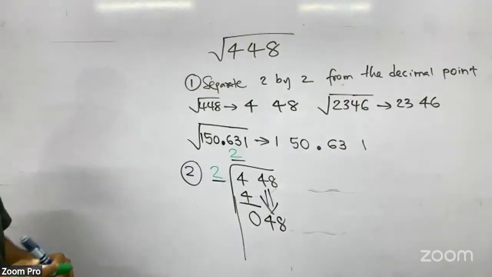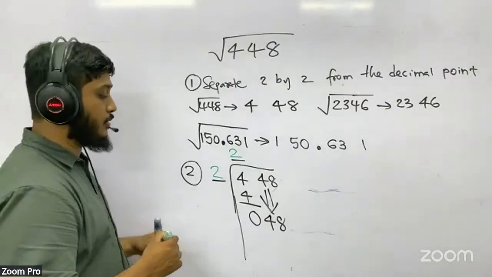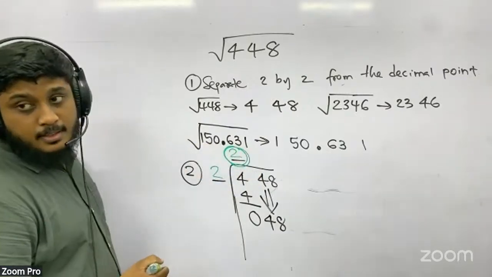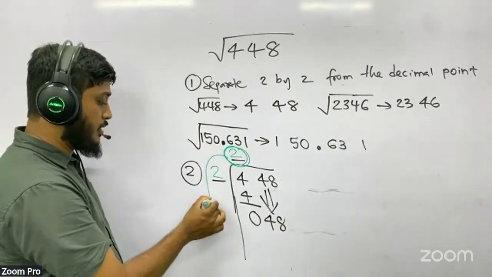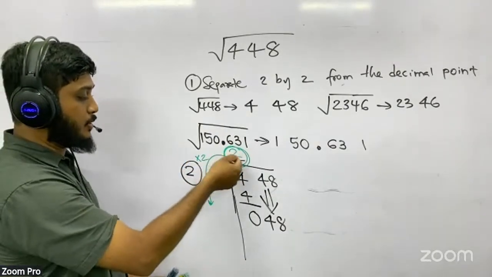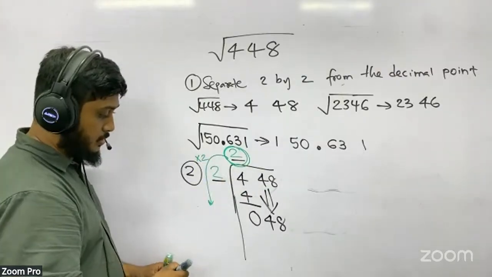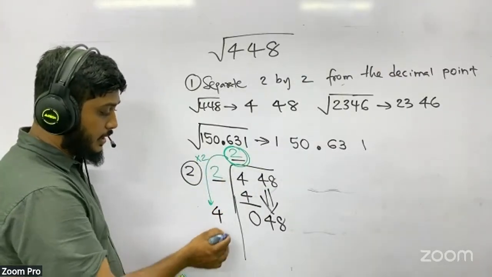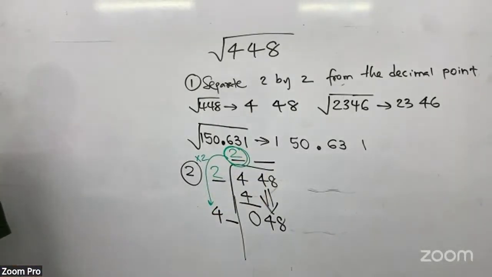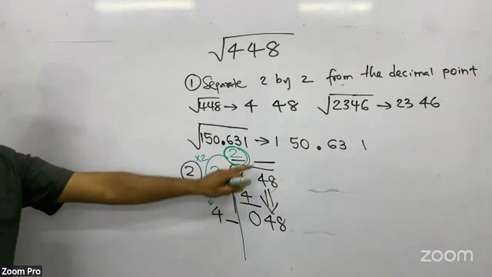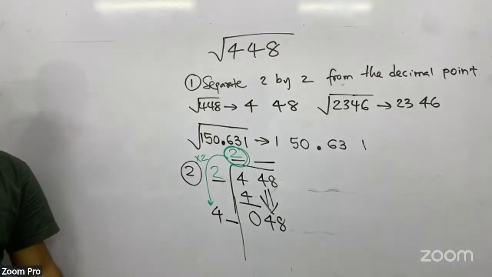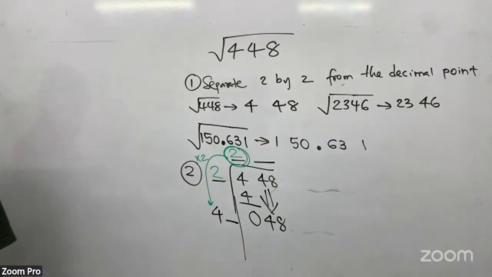After that, what should I do? Next step. Whatever the answer is here, I have to multiply it by 2. Whatever answer we get here, we have to multiply by 2. 2 into 2, how much? I get 4 here. Then again I have to put a blank here and here, and fill in the same number. And when I multiply this number by this number, it should not exceed 48. What number can I put?